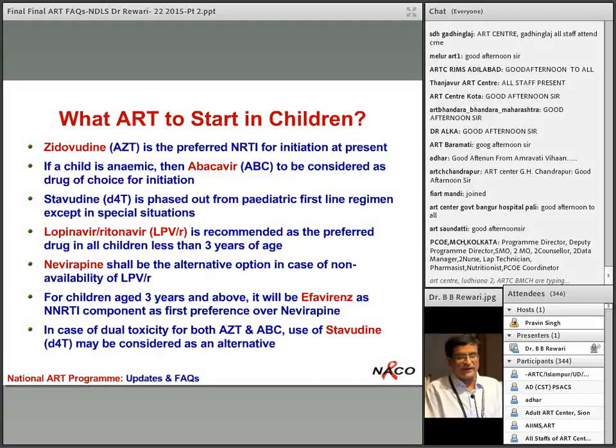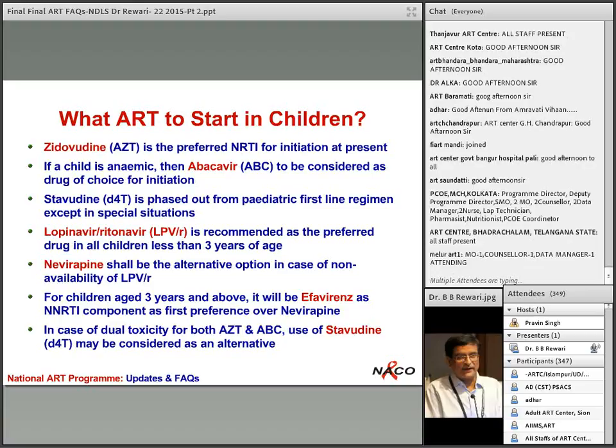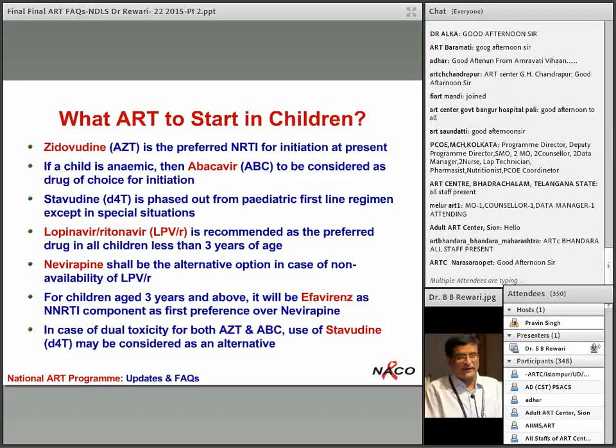Again, just to clarify what to start. Zidovudine, because tenofovir cannot be used in children presently because of non-availability of suitable formulations. It is zidovudine which is the preferred NRTI for initiation in children unless they are anemic, when you use abacavir. For all children less than 3 years, it is lopinavir, ritonavir which is the preferred regimen. For children more than 3 years, it is basically Efavirenz. So very clearly, zidovudine or abacavir depending on hemoglobin, lopinavir, ritonavir for less than 3 years and Efavirenz for more than 3 years. So that clarity should be there.